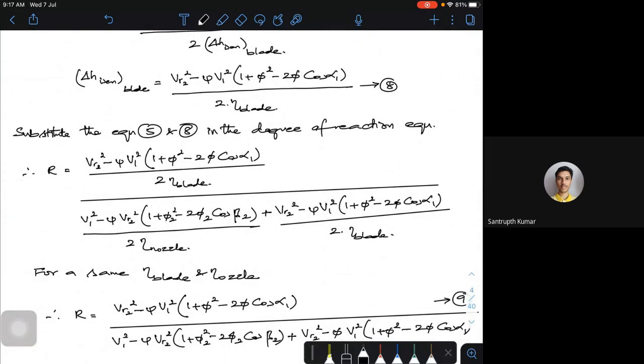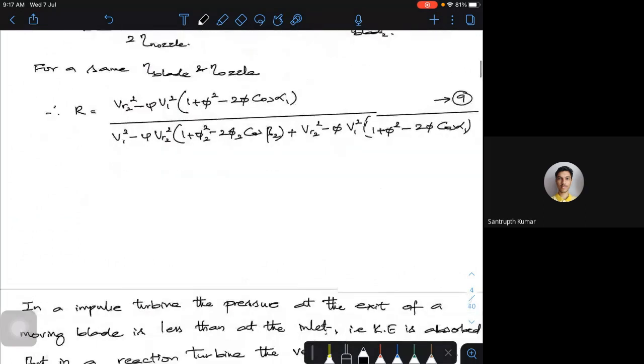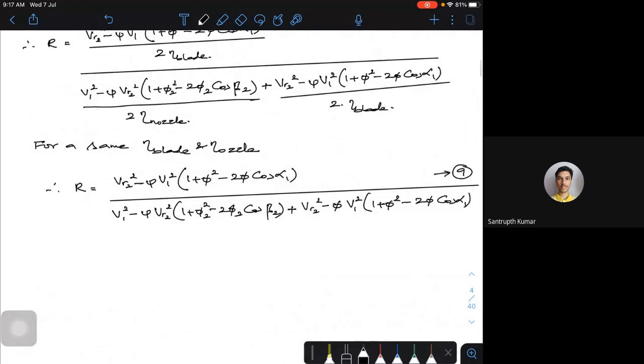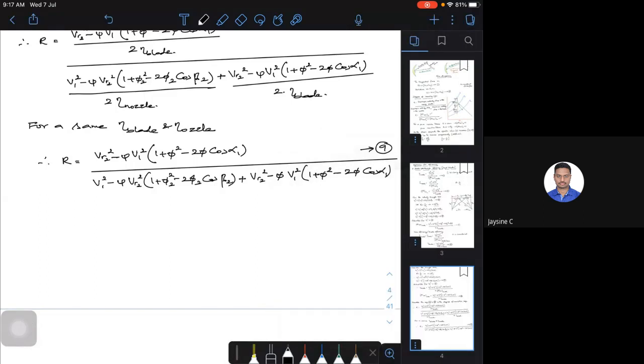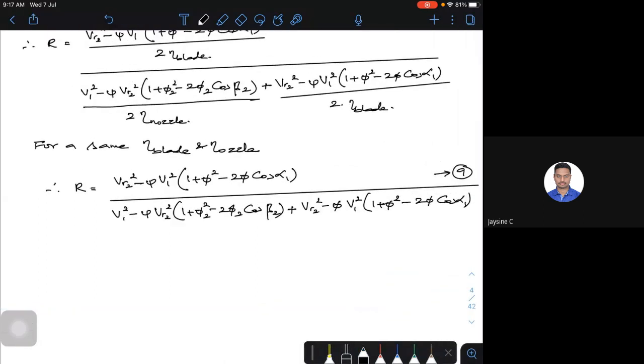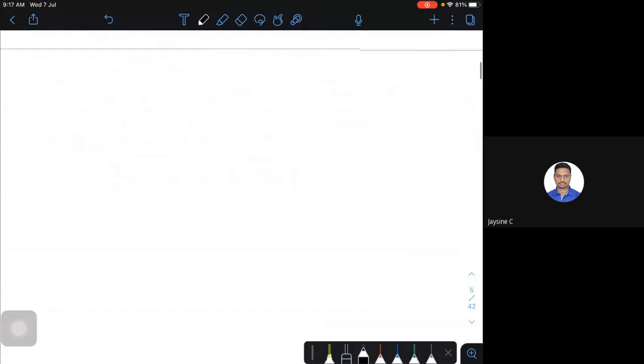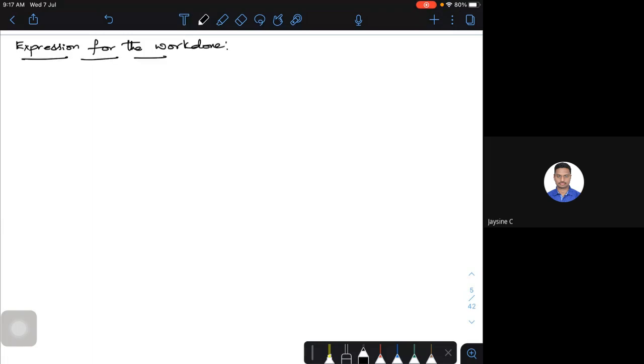Now let us try to obtain the expression for work done. Okay, is that clear? Any doubts? No, sir. Okay. Now I'm trying to do it in detail. So maybe once you go through these notes, you will be able to understand it. Now let us try to obtain the expression for the work done.